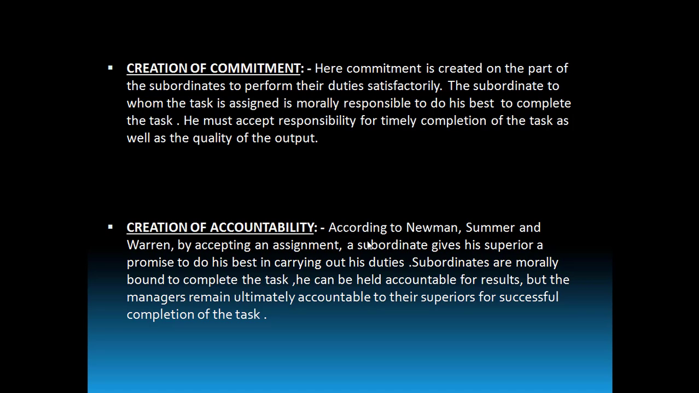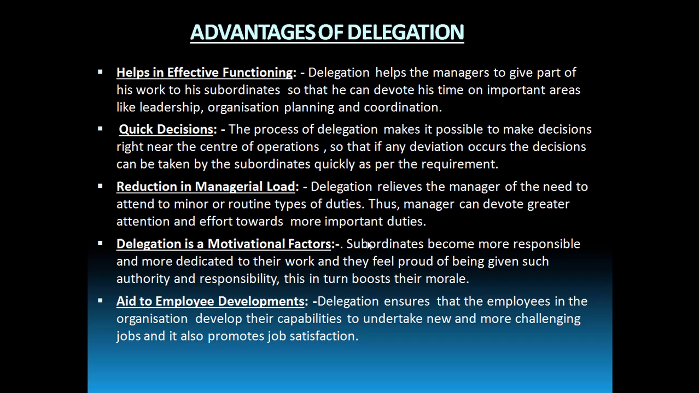Now, the subordinate is accountable or answerable to the manager who delegated the job to him, or who assigned the job to him. And the manager is accountable or answerable to his superior who gave the work to him to do. Clear? Now, this was the process of delegation of authority. Now, finally, what are the advantages? First one is it helps in effective functioning.